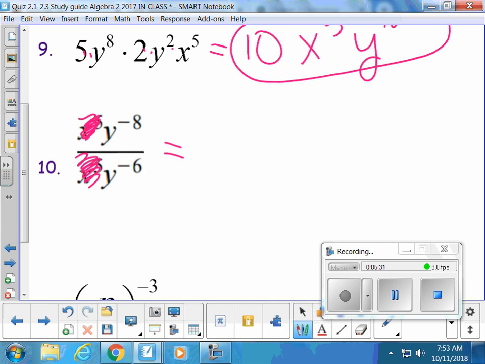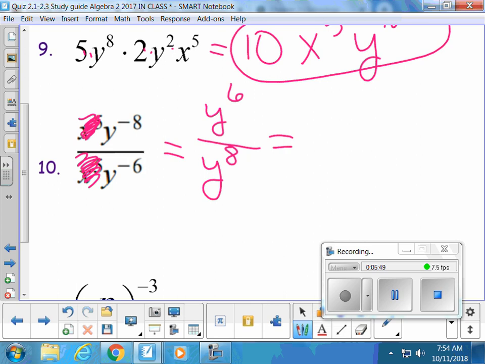Now we're going to do our little flip and make it positive game. Does this one on the top need to flip? Yes, because it has a negative exponent. When I flip it, the exponent becomes positive. What about this y to the negative 6? Does it need to flip? Yes. So it can flip to the top and become positive.